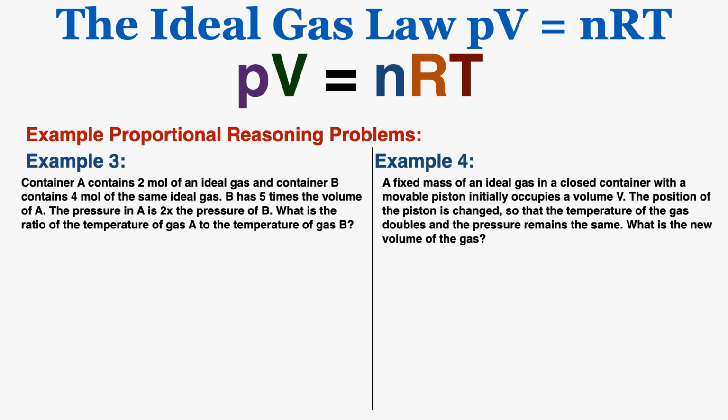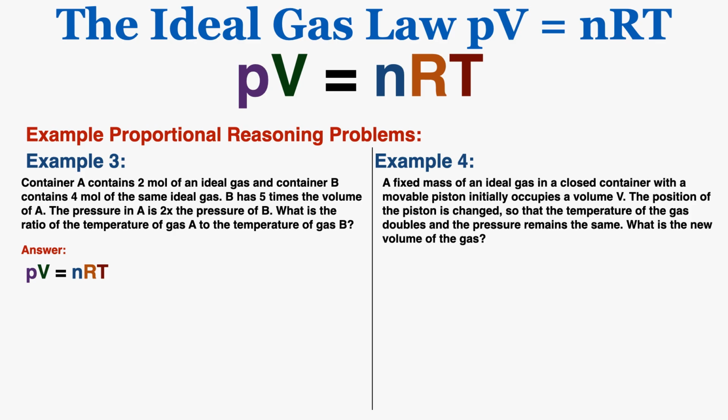In example 3, container A contains 2 moles of an ideal gas, and container B contains 4 moles of the same ideal gas. B has 5 times the volume of A. The pressure in A is 2 times the pressure of B. What is the ratio of the temperature of gas A to the temperature of gas B?